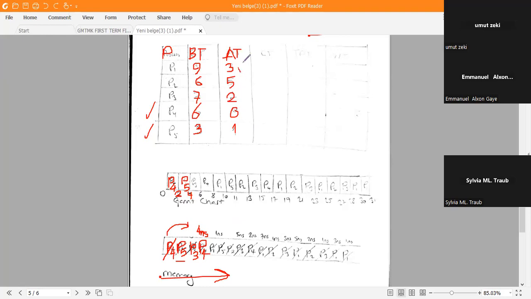Process 1 has arrived. So I have to put process 1, and then I have to put process 5. Okay.